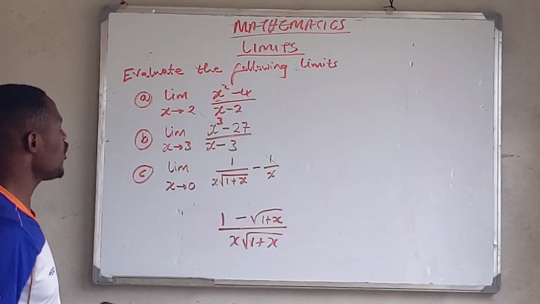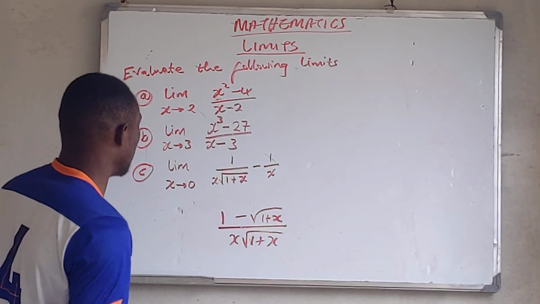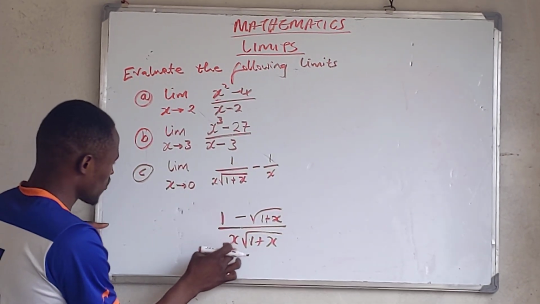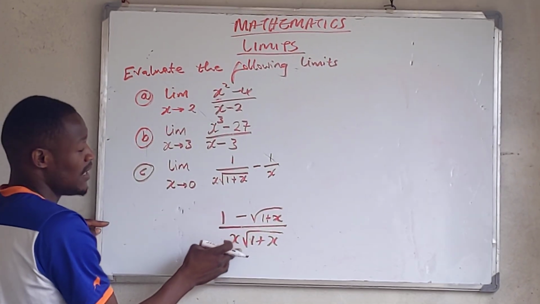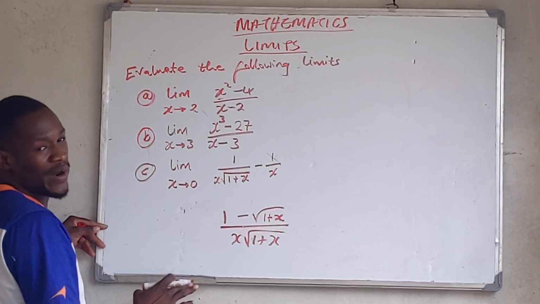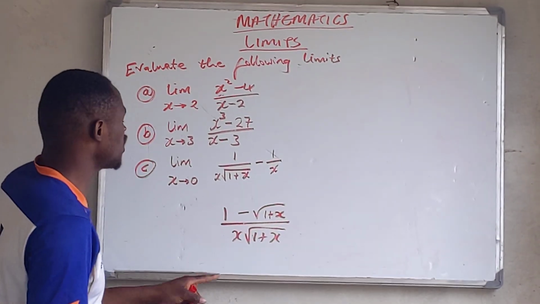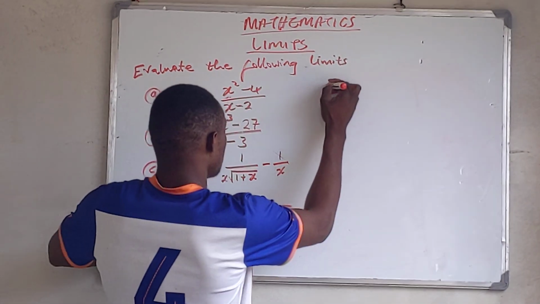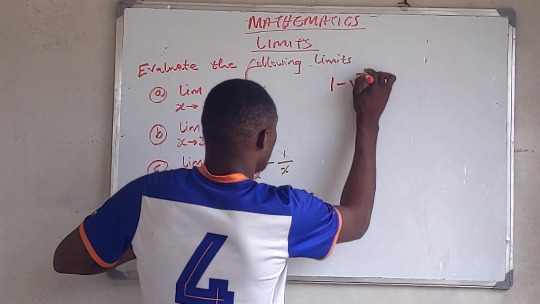Now, if we go direct and substitute the value of x here, we'll have a 0 as a denominator. But we don't want such a problem. Therefore, we are going to conjugate. So how are we going to conjugate?